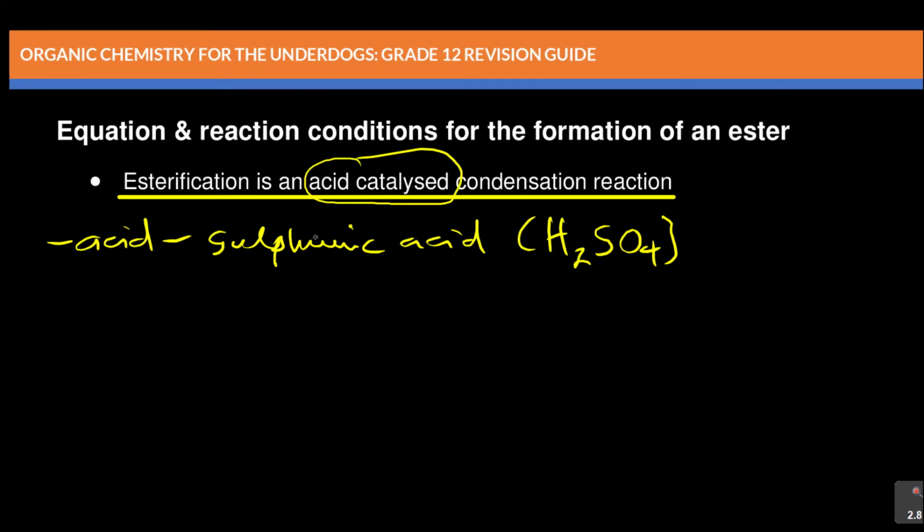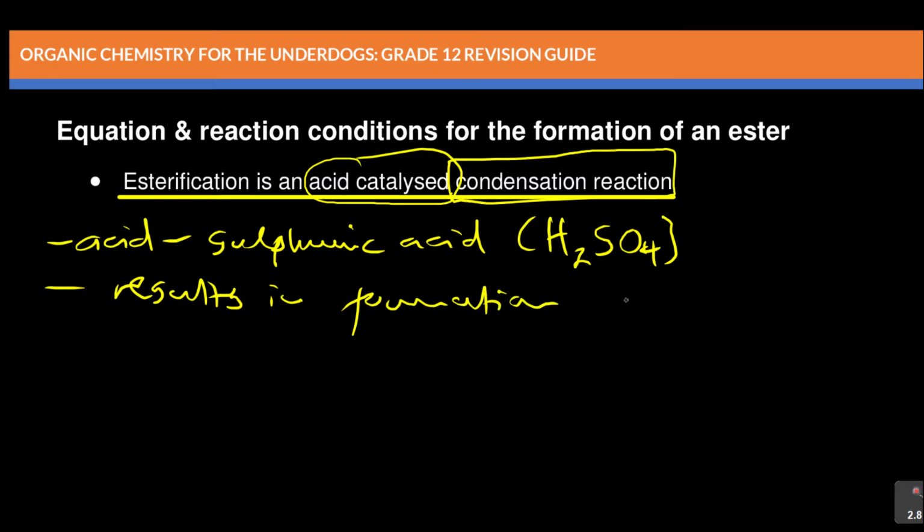Remember, a catalyst is a substance that alters the path of a reaction, or speeds up the reaction without itself getting used up at the end of the reaction. So it lowers the activation energy. That is what is needed. Number one, sulfuric acid. Number two, it's a condensation reaction. What does condensation mean? It results in formation of water, H2O.